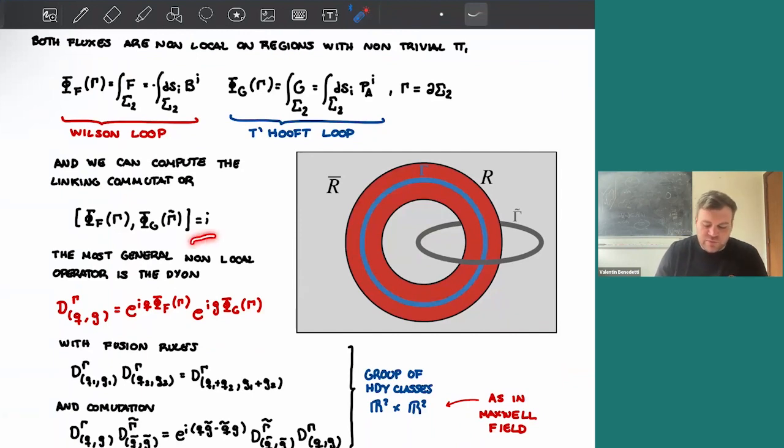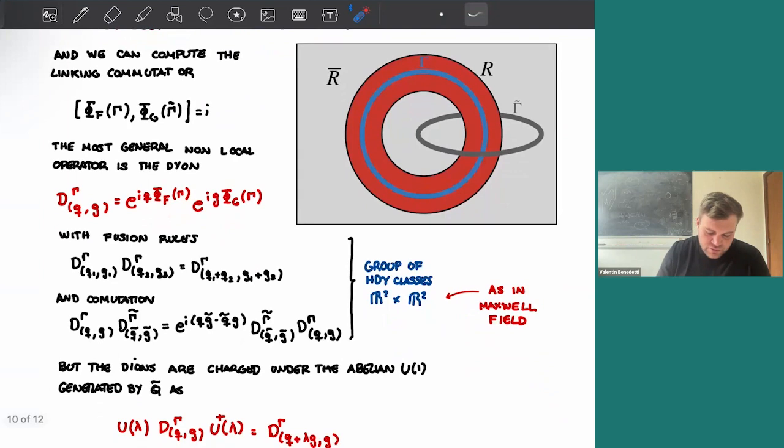And the result is the same as in the Maxwell field, namely when the surfaces are linked, we get a commutator that is i, namely the commutator is proportional to the linking number. And we can define the most general non-local operator in this theory as a dyon, essentially the product of a Wilson and a 't Hooft loop, with the Wilson loop being the exponential of the magnetic flux and the 't Hooft loop being the exponential of the momentum flux. These dyon operators obey the fusion rules and commutation relations of a group that is R^2 times R^2, which is the same one as in the Maxwell field.